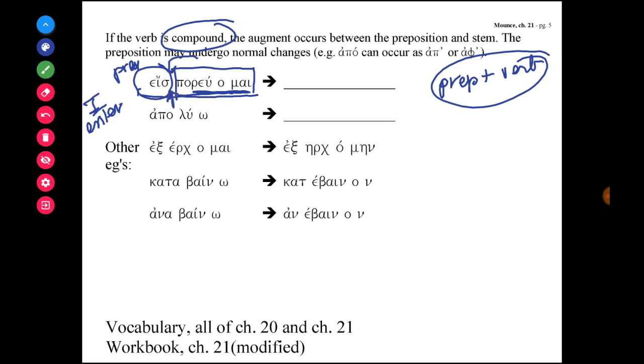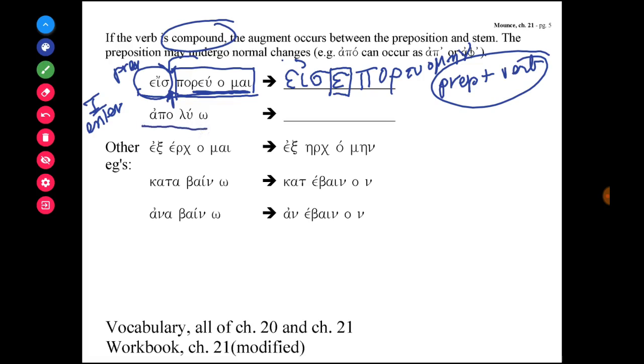And so you would actually insert the augment between the preposition and the main verb. So this is still one word. It is a compound verb. But because the first part is made with a preposition, you have εἰς, you have to put in the augment here. This is where your augment is. So it's εἰσηρχόμην, I was entering, whereas εἰσέρχομαι means I enter.